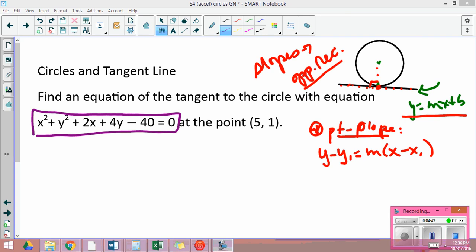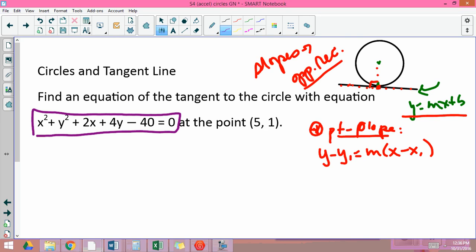Once we have completed the square, we are going to know our center. We know this point on, so we will be able to figure out the slope of our radius, which will then give us the slope of our tangent line, with a point on that tangent line into this equation. Big rough idea, so let's back up and go through this again.